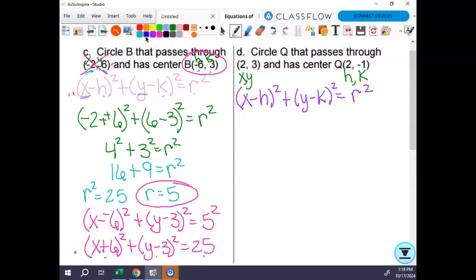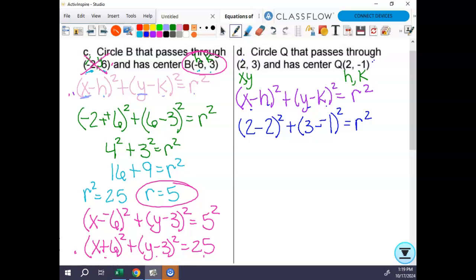So this is the center, which I need to write the equation, but I also need the radius and I don't have it, but I can replace all 4 of these things so that I can find it. So I do x, which is 2, minus h, which is 2, squared, plus y, which is 3, minus a negative 1, squared. That's going to equal r squared. Any questions about where any of that came from?